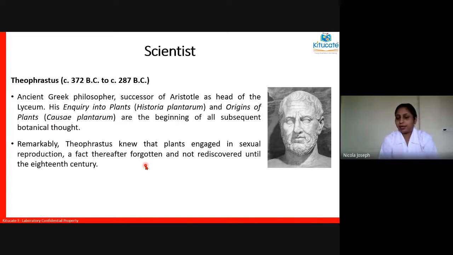So this scientist named Theophrastus, for the first time, told the world that plants can prepare seeds, and because of these seeds new plants will grow. That process is called reproduction. Theophrastus was the first scientist who told everyone that plants also reproduce, they can also make new plants. All right, we move on to the next slide.